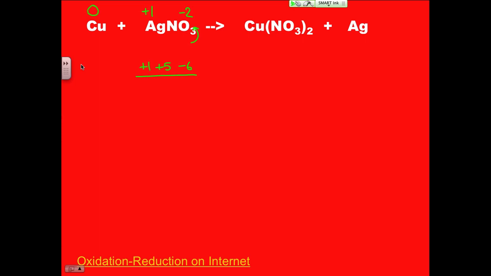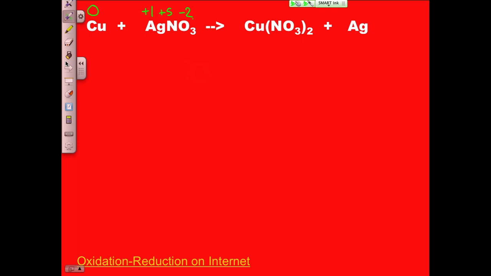Notice that we have 3 oxygens at -2, so that's a -6. Silver, we only had 1, so nitrogen must be a +5 to make that 0. Correct. Okay? So there's the oxidation numbers for silver nitrate.